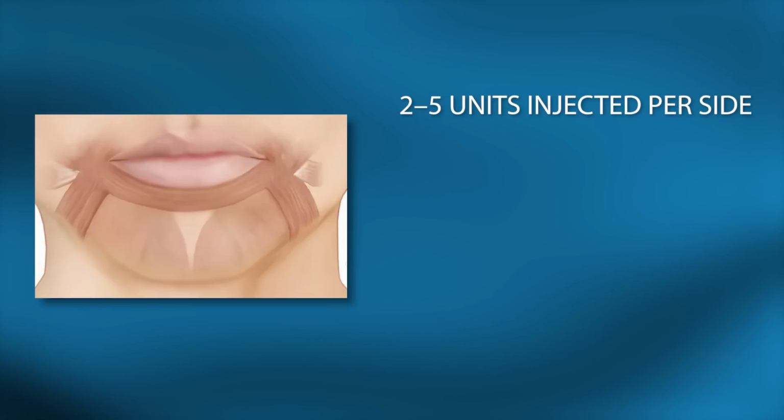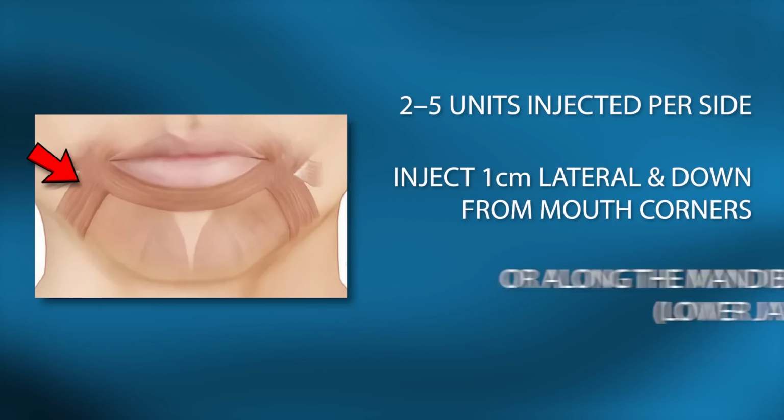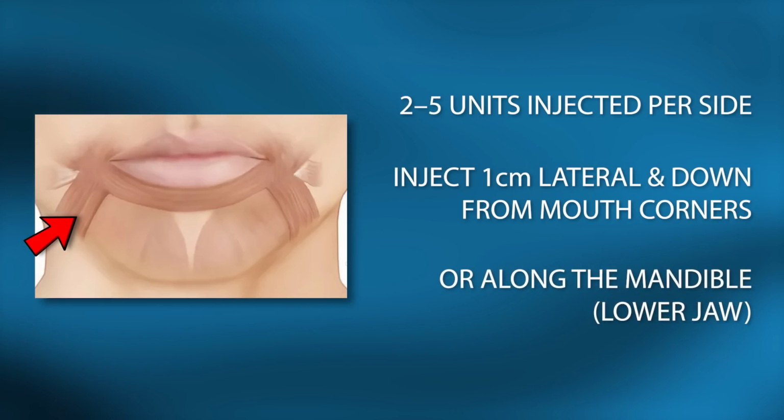Another non-surgical treatment for the mouth area is neurotoxins such as Botox. A potential area to inject is the DAO muscle that we talked about previously. Usually 2 to 5 units are injected per side, and you can inject about 1 centimeter lateral and down from the corner of the mouth or more along the actual mandible, which is the lower jaw.